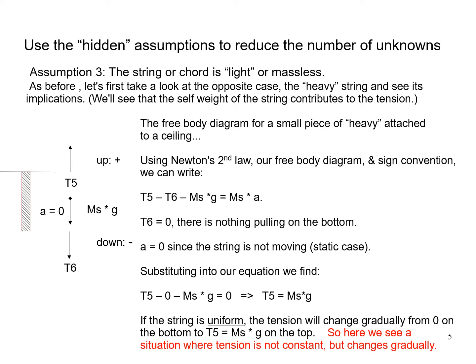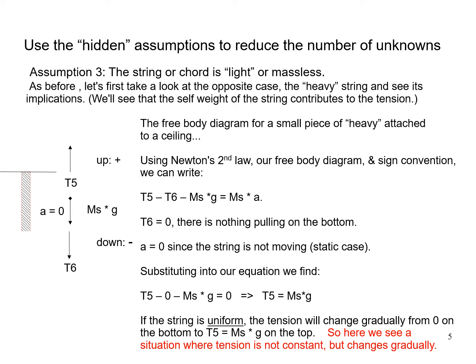So lastly, we'll find out what the implication of a massless string is. But to reinforce the intuition behind the physics of the problem, I want to examine the opposite case, the heavy string. So let's assume we have a small piece of string attached to a ceiling beam and that the string has weight capital M sub s. We can create a free body diagram for the small piece of string and immediately identify two forces. There is T5, which is the tension force of the ceiling on the small string, and the weight of the string, which is capital M sub s times g.